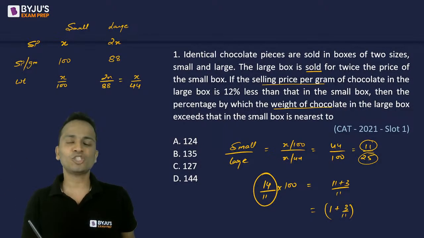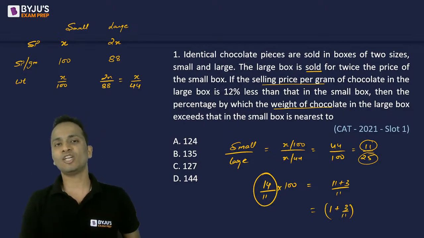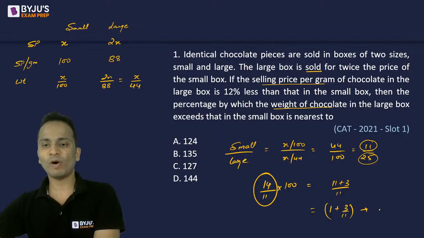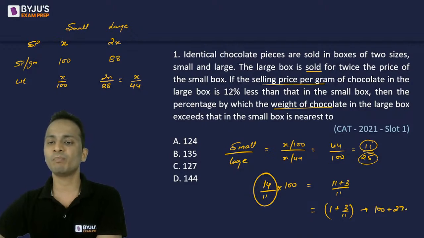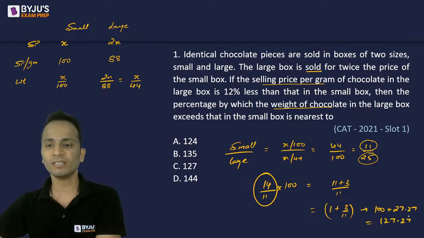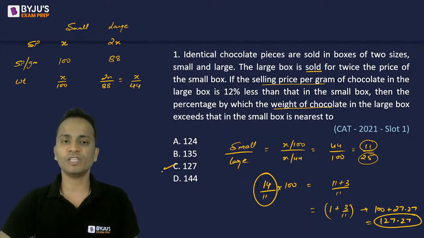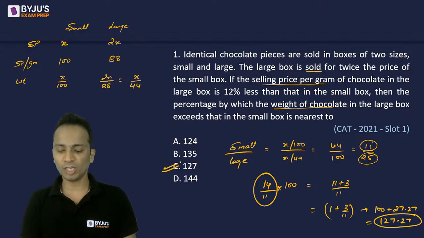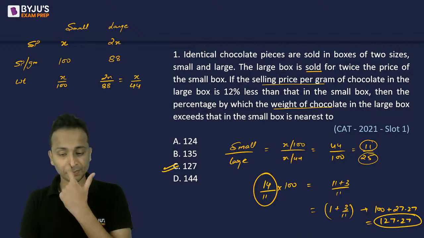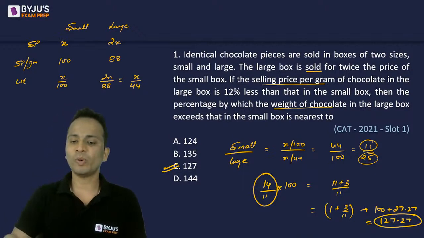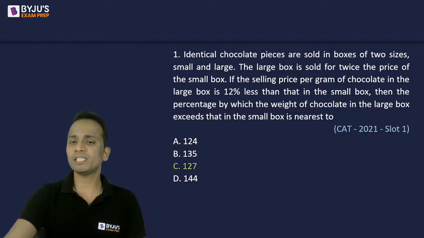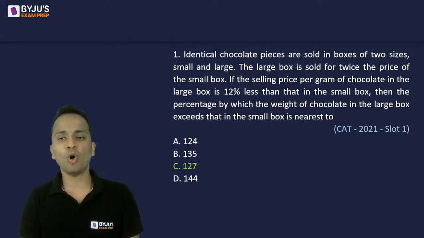Now, at this stage of your preparation, you must understand all these things. So 1 will become 100 percent, and 3 upon 11 when converted into percentage will be 27.27. So the final answer should be 127.27. We have to find the answer nearest to which of the following options. So the correct answer will be option C, not option B or option A. Option C is the most appropriate answer, which you all can mark.